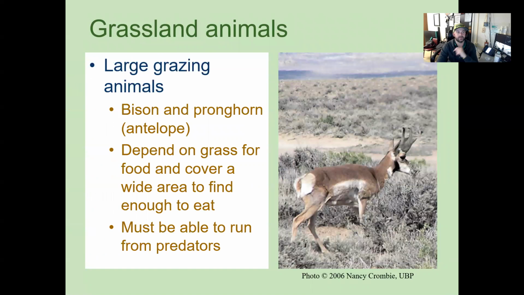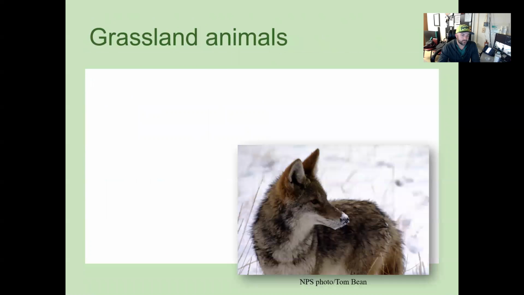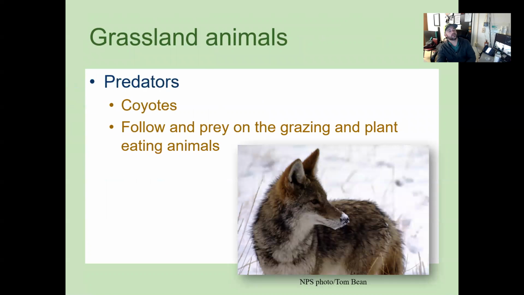And looking at grassland animals, these are large grazing animals such as bison and pronghorn, the antelope. They depend on grass for food and cover a wide area to find enough to eat. They must be able to run from predators. Some of your predators would be coyotes. They follow and prey on grazing and plant-eating animals.